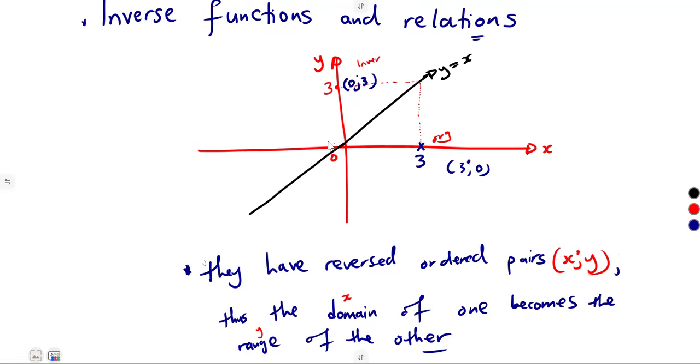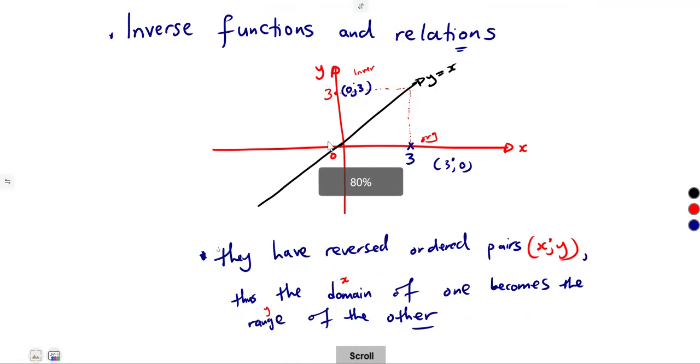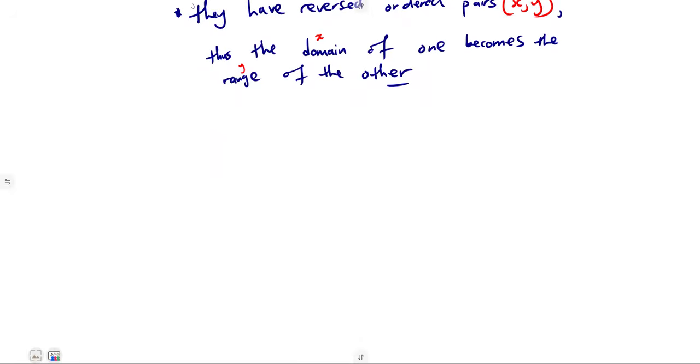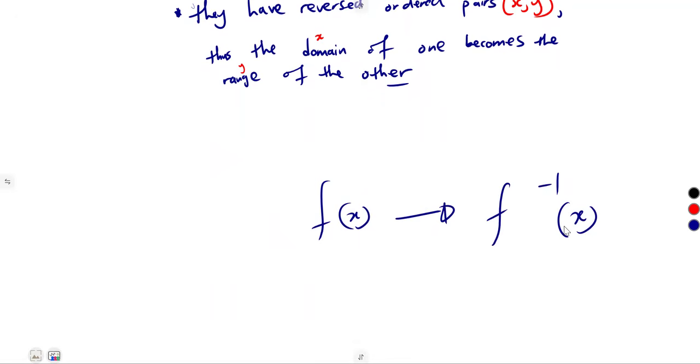They produce graphs which reflect over that. Those graphs, how can we determine their equations from the original one? That is the case. From f of x, we need to determine its inverse function. Its inverse function. How so?